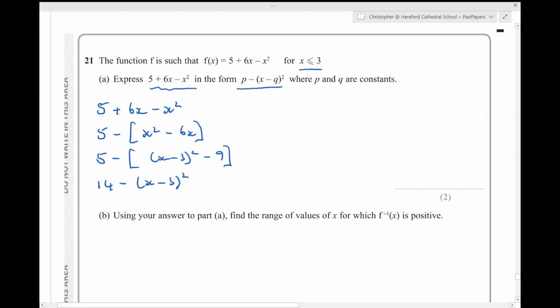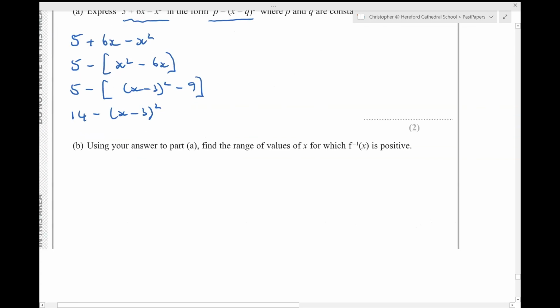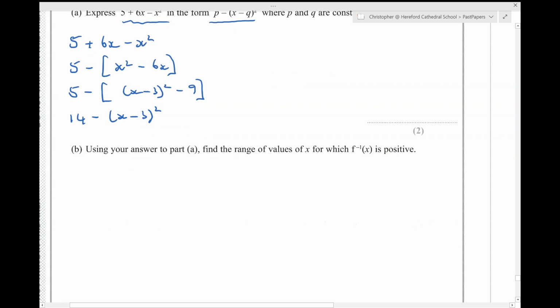Good. Using your answer to part A, there's a bit of a clue. Find the range of values for which the inverse function of x is positive. Okay, well, we know already that our function of x equals 14 minus (x minus 3) squared. So I'm going to find the inverse function now. There's a kind of standard method for doing this.